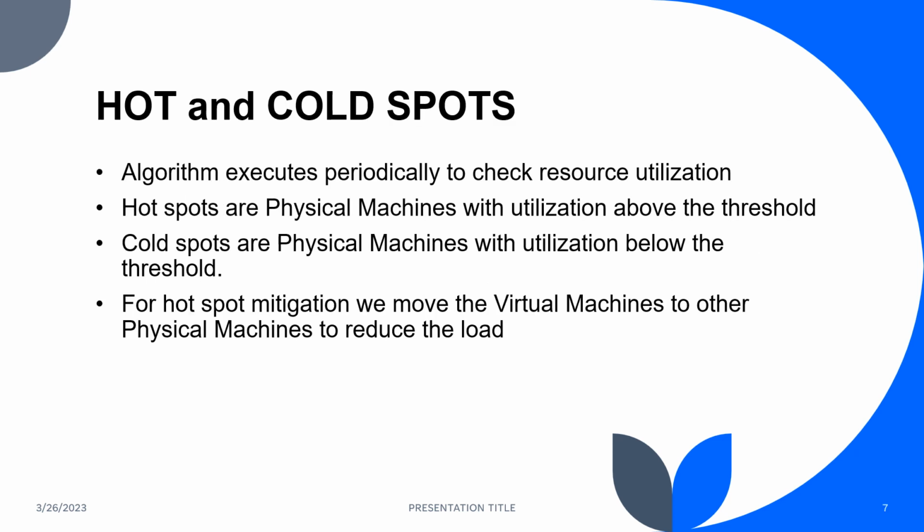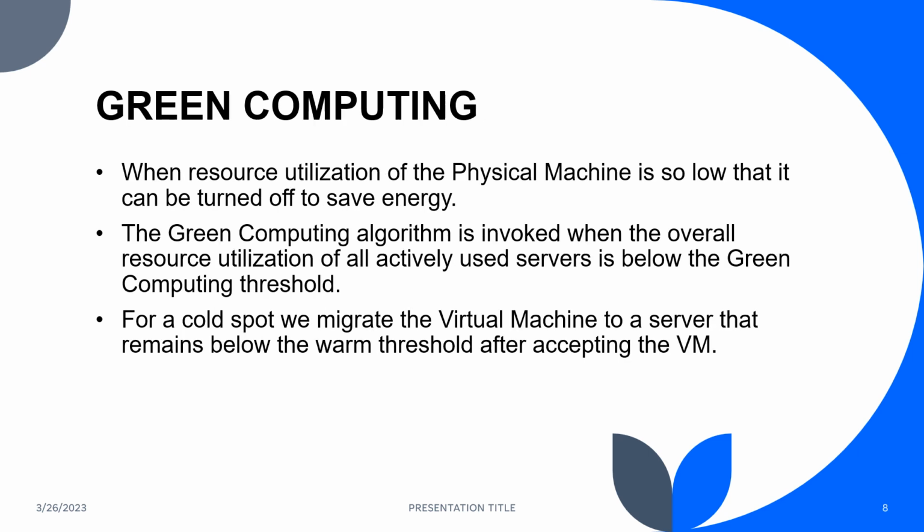The algorithm also checks for hotspots and cold spots frequently, hotspots being the physical machines whose resources are overutilized, and cold spots being the machines which are underutilized. For hotspots, the virtual machine is moved to another physical machine in order to reduce the load on that physical machine. Green computing is the term used for when the resource utilization of the physical machine is so low that it can be turned off to save power.